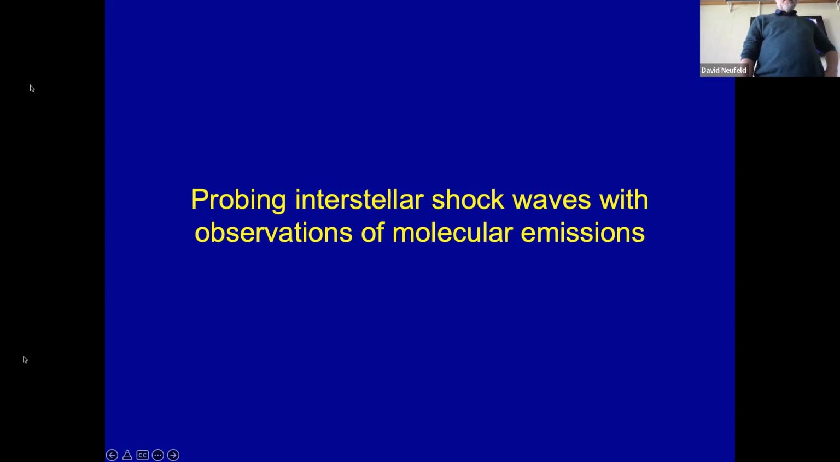So in this last of the 3 lectures, I wanted to describe another example where a careful understanding and analysis of molecular emissions can tell us something about the interstellar gas that is of general interest in astrophysics. And this concerns interstellar shock waves, which are actually quite a widespread phenomenon in the interstellar medium.